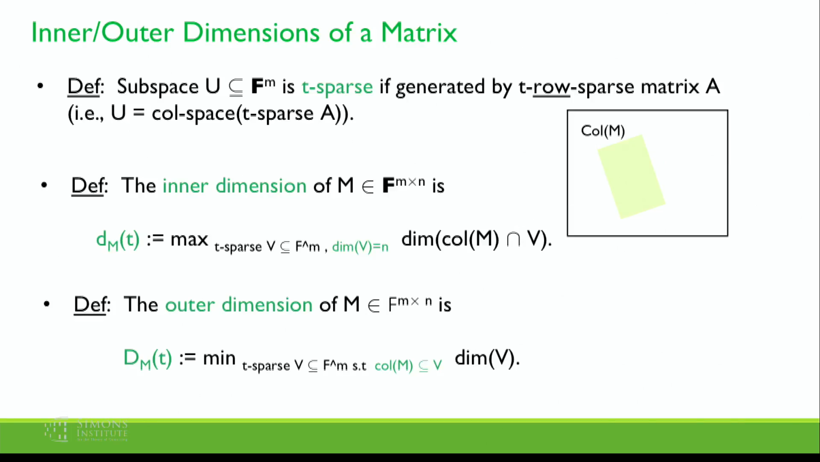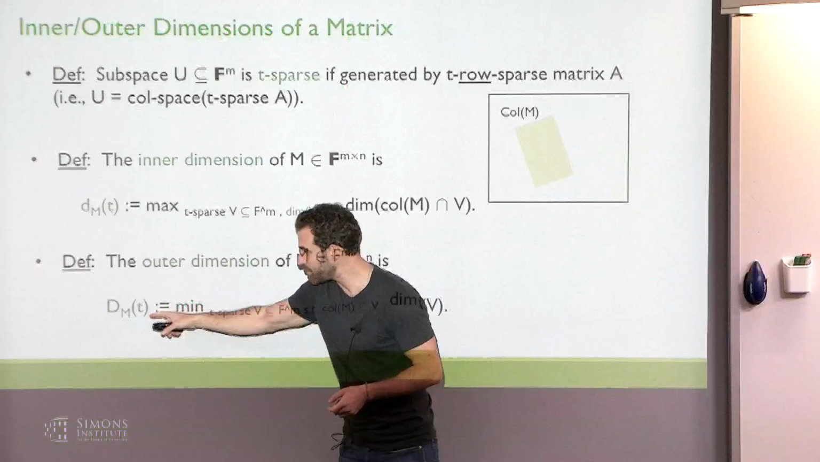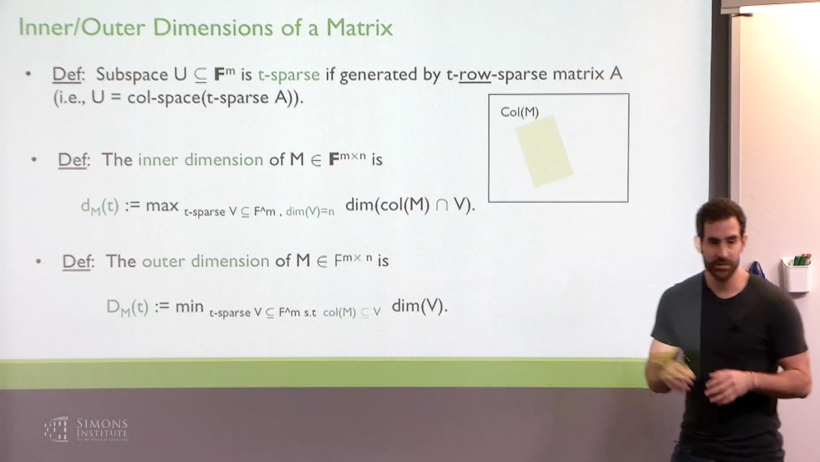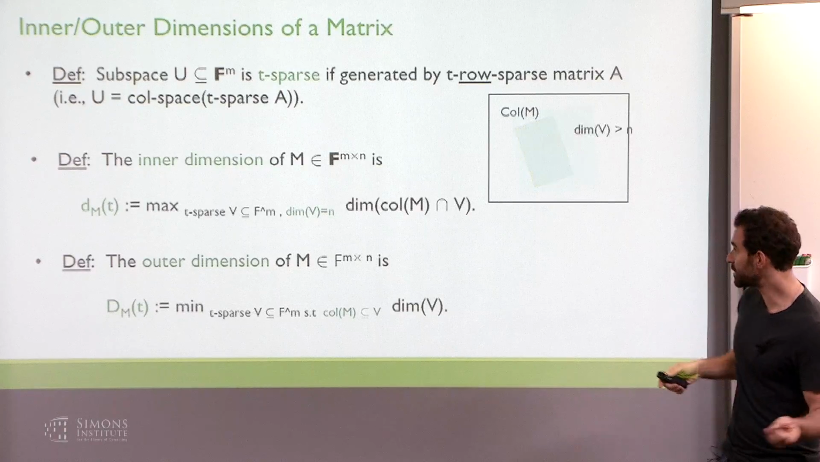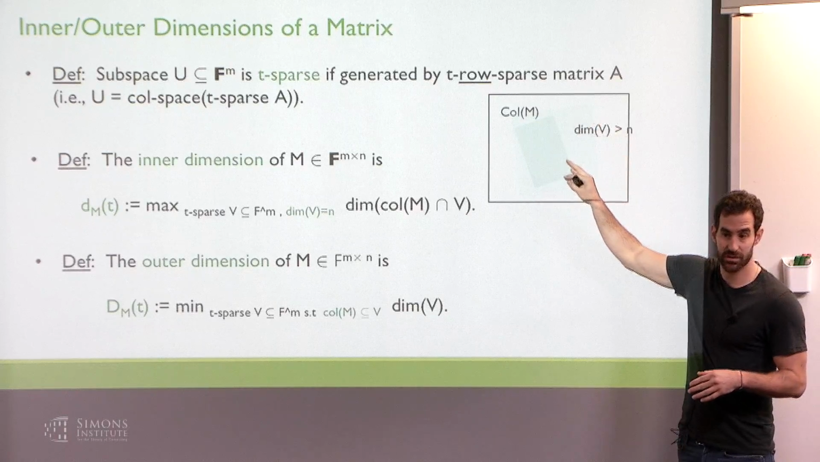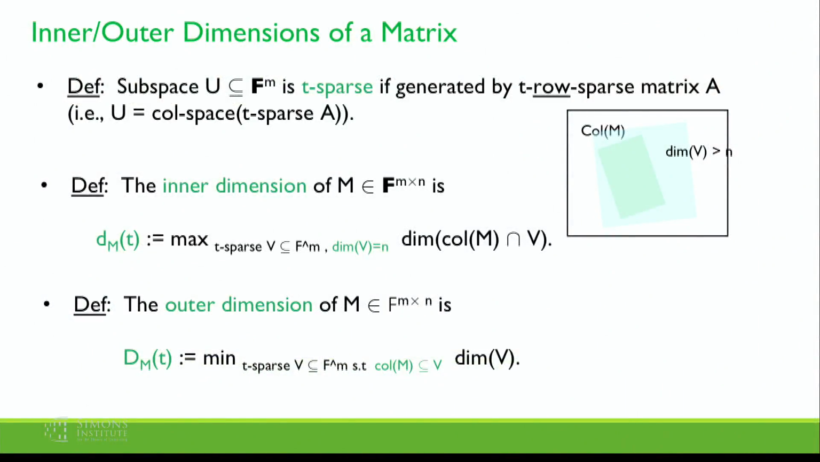The outer dimension of the matrix, denoted by capital D, is the minimum dimension of a t-sparse subspace that doesn't only intersect, but actually covers the entire matrix. So now the game is different. Now I force you to actually contain the entire space, which is not sparse, so you have to pay some more dimensions. But now I force you to actually contain the column space of your non-sparse matrix. Is that clear?